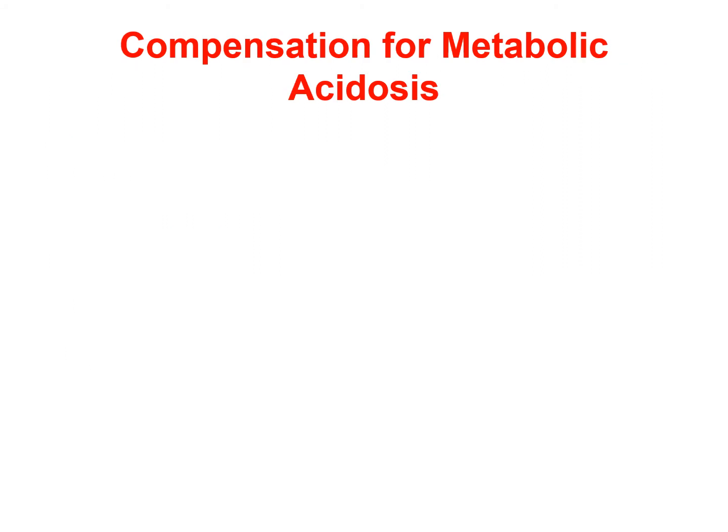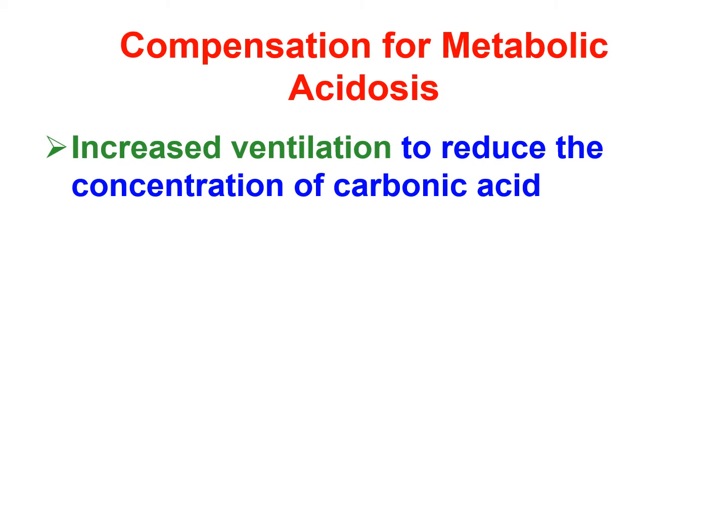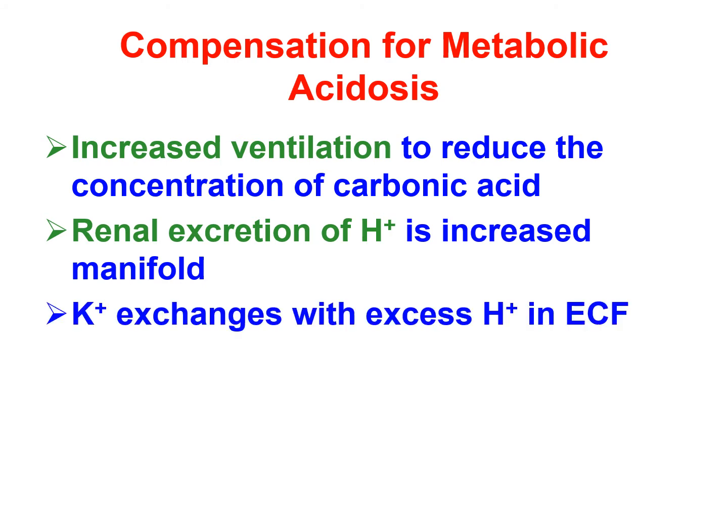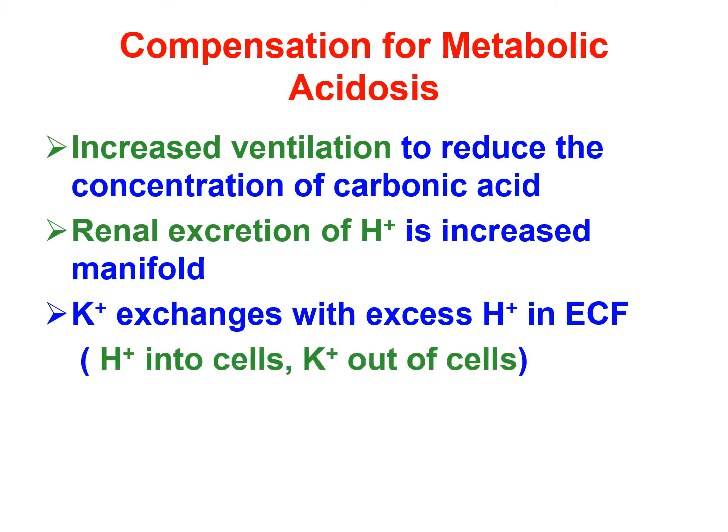In order to compensate for metabolic acidosis, there is an increase in ventilation by the respiratory mechanism so that the excess carbonic acid is reduced. Renal excretion of hydrogen ions is increased manifold. Potassium ions are exchanged with excess hydrogen ions in the ECF, which means the hydrogen ions enter the cells whereas potassium ions come out of the cells.